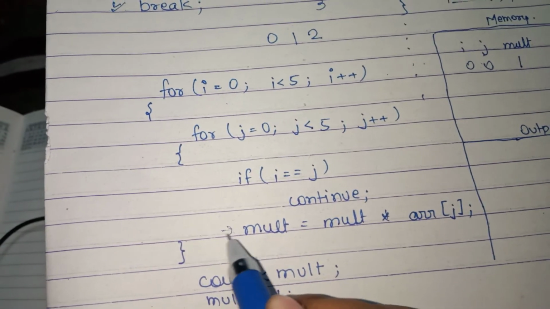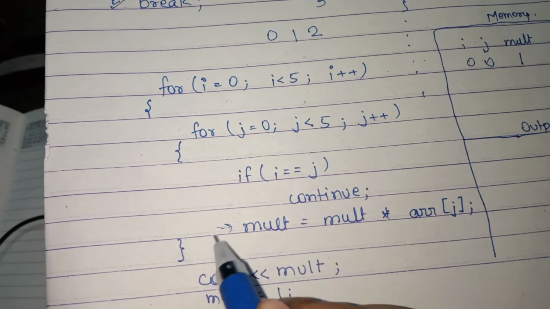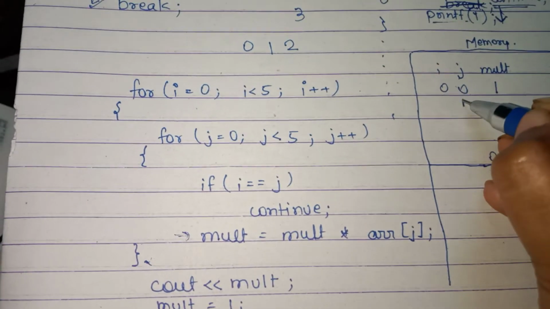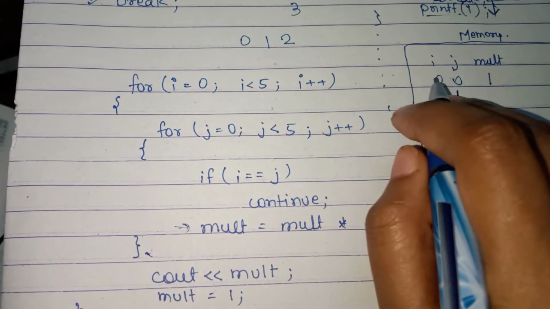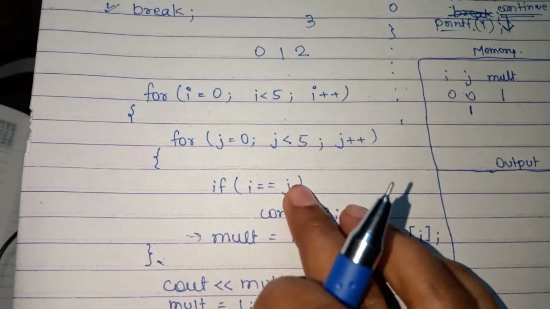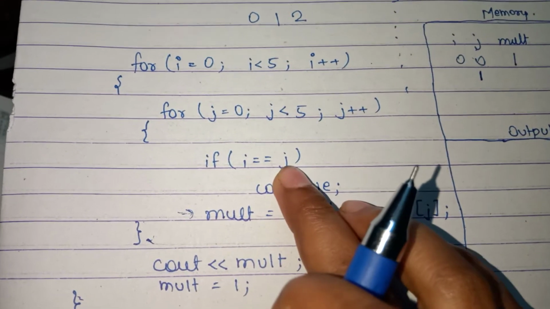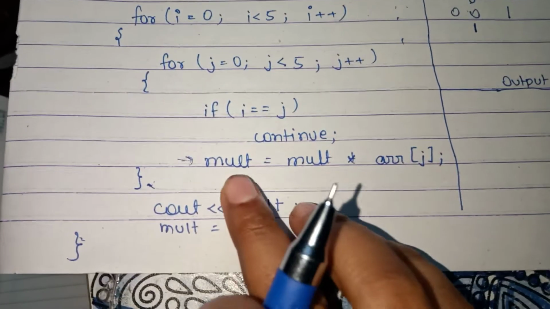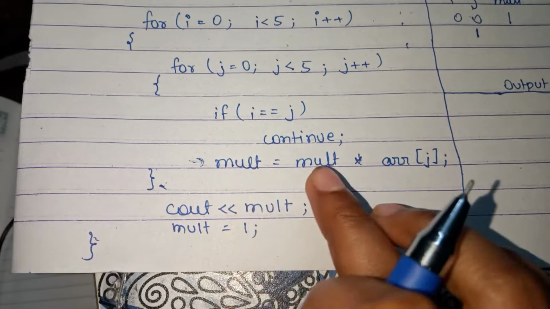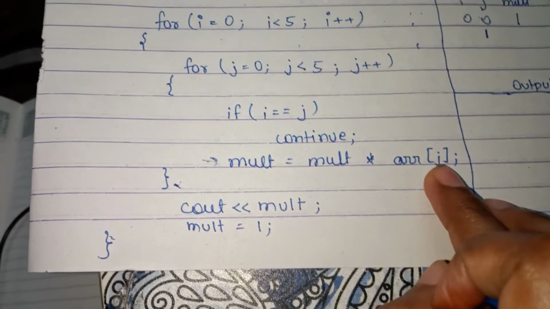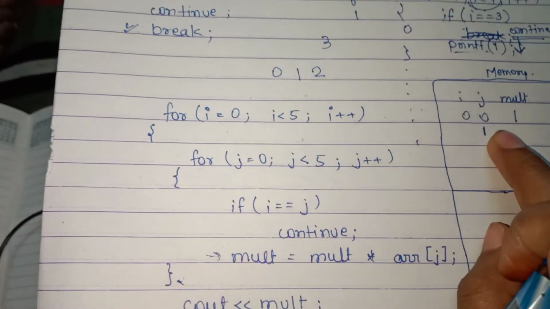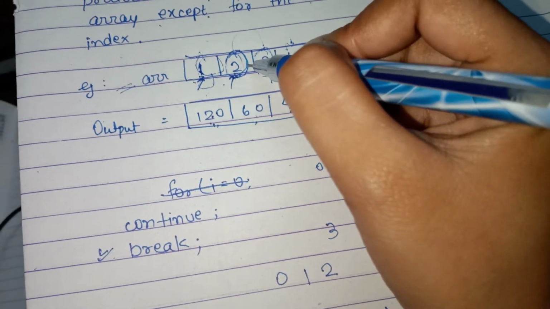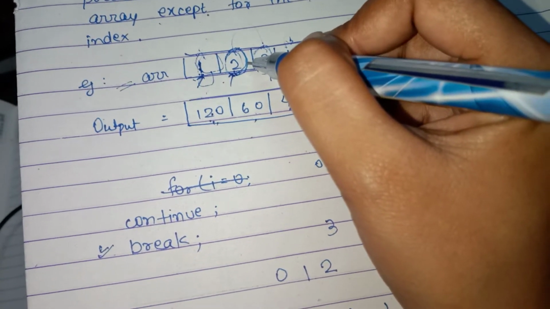So that's why if i is equal to j, we simply continue. It means this particular statement will not be executed and it will come out to j plus plus. So j will become 1, and j should be less than 5. Yes. If i is equal to j, this time this particular condition is not true. So mult value will be 1 into arr[j]. arr[j] current value is 2, so 2 will be multiplied by 1 and it will become 2.